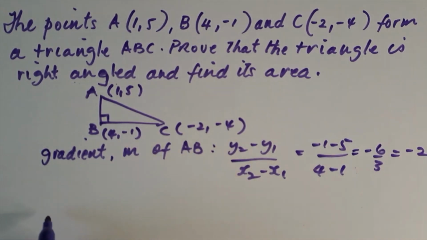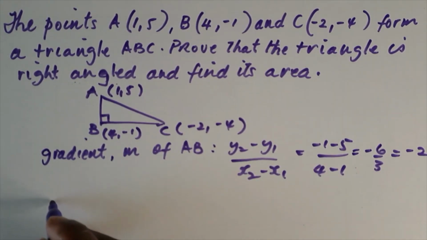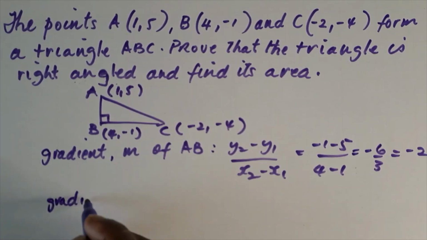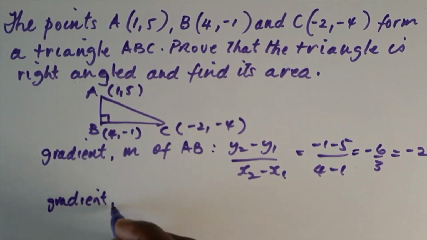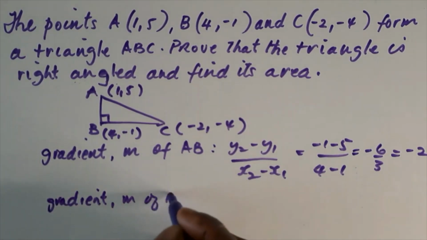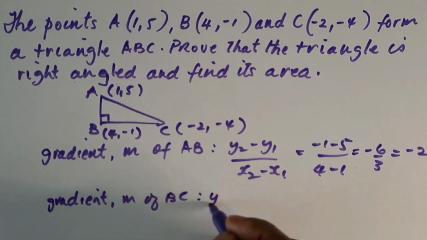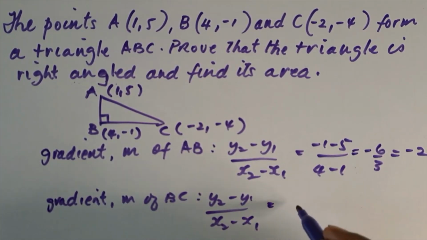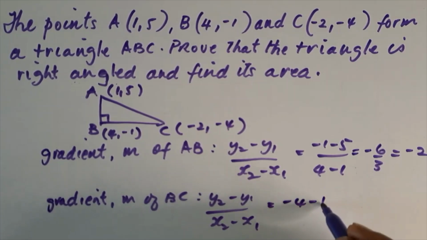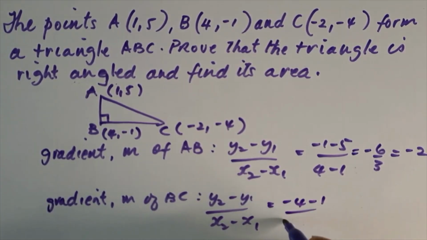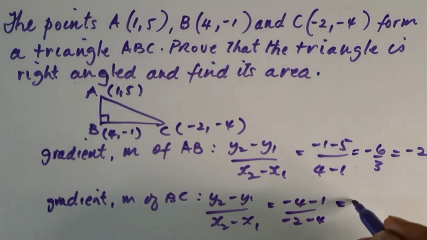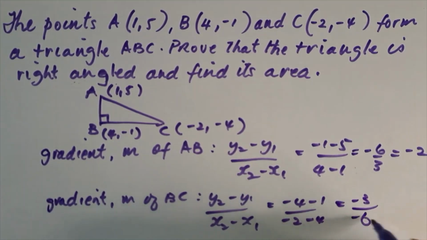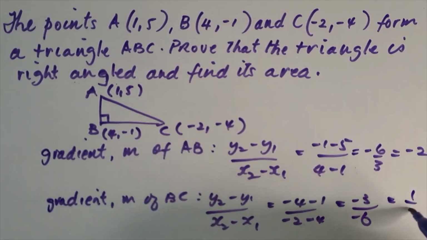Let's check the gradient of BC. So the gradient, m of BC, is y2 minus y1 over x2 minus x1, which is equal to -4 minus -1 over -2 minus 4. It's -3 over -6, which gives us a half.